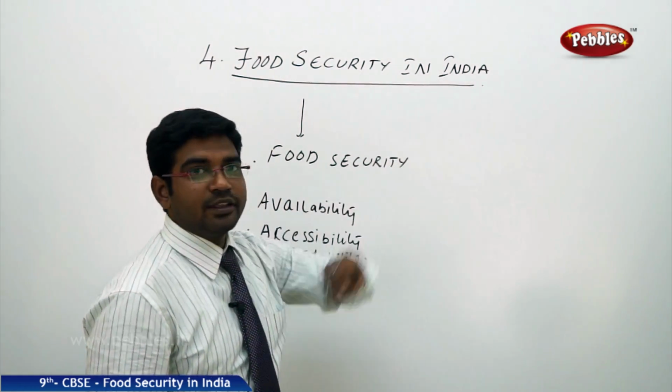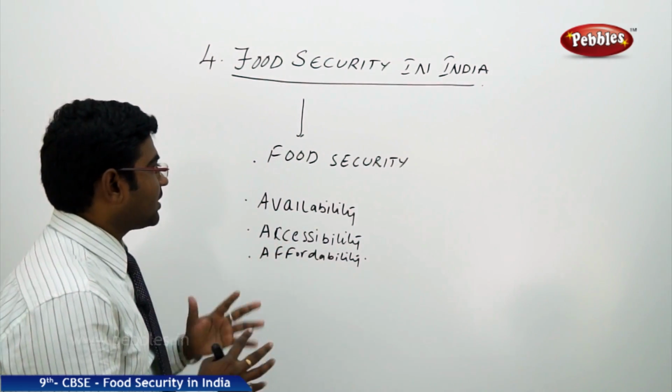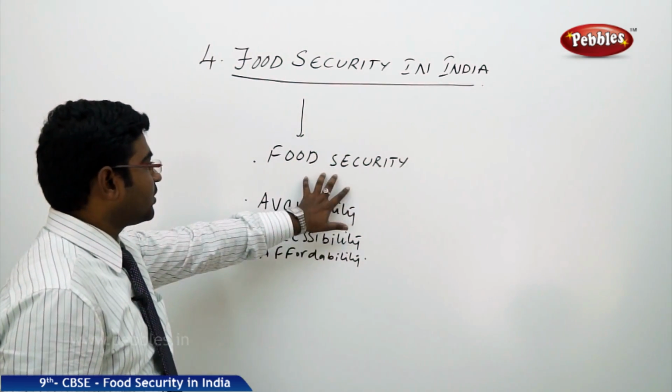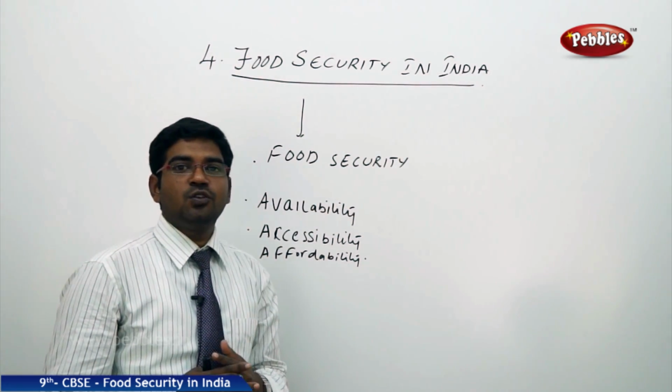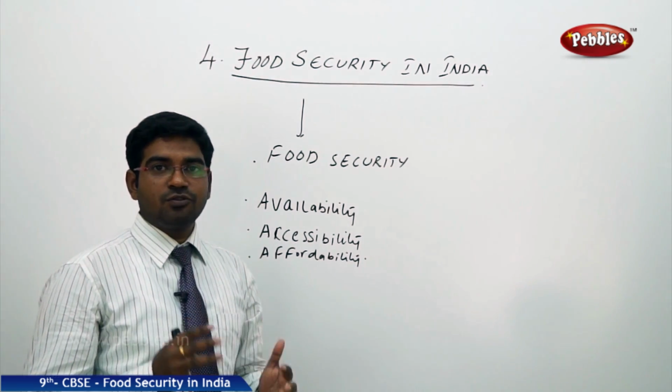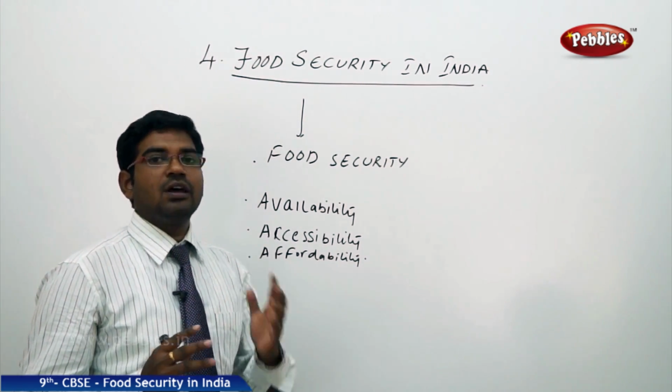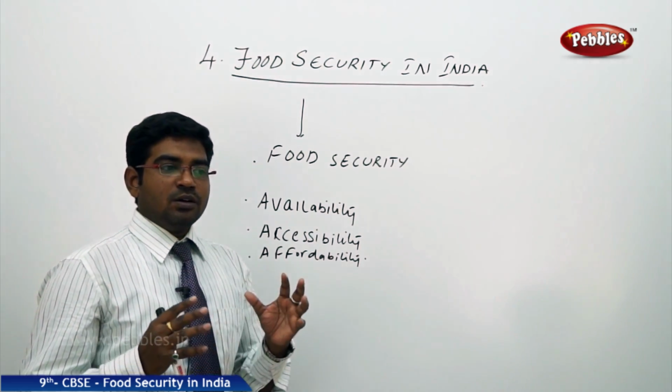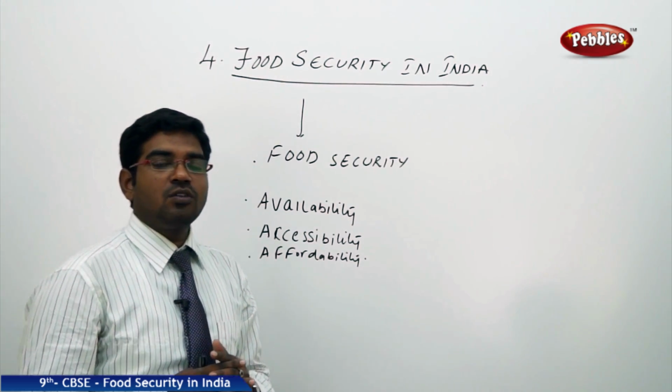Food security in India. So the fourth chapter completely deals with food security. What is food security? Food security means the availability of food for all the people at all times. Why do we have to stress on food security?